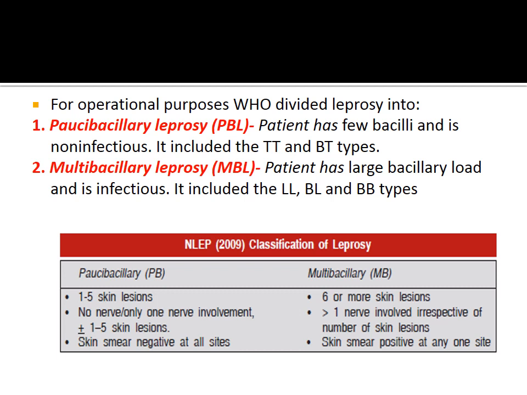There is another classification which can be used, but it is not followed. You can see in the table, paucibacillary means 1 to 5 skin lesions, multibacillary means 6 or more skin lesions. Paucibacillary: no nerve or only 1 nerve involvement, plus or minus 1 to 5 skin lesions. Multibacillary means more than 1 nerve involved, meaning 2 nerves involved, either ulnar, median, popliteal, sural, all these nerves. Skin smear is negative at all sites in paucibacillary, while it is positive at any one site in multibacillary, but this is not too much followed.